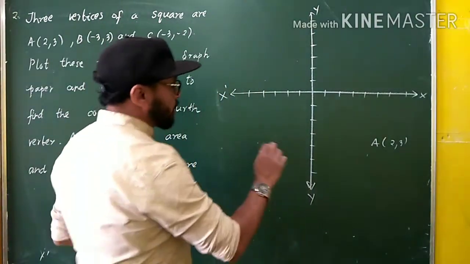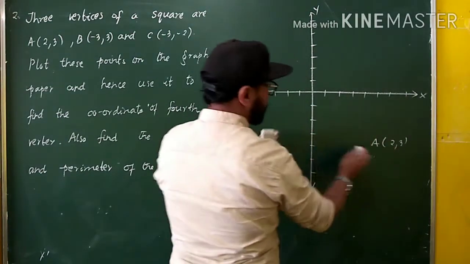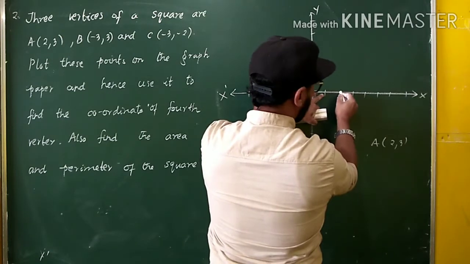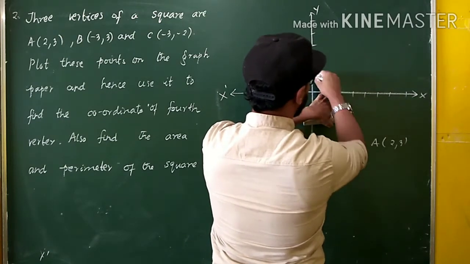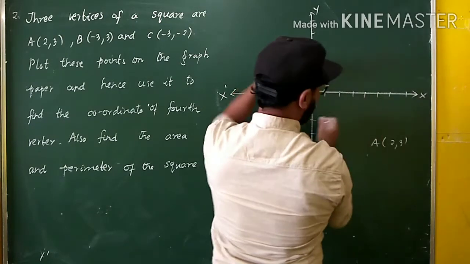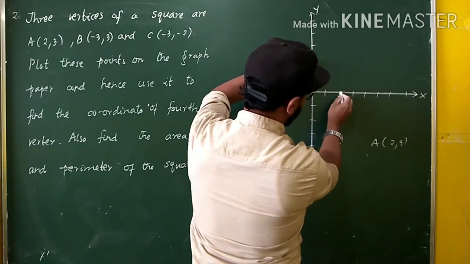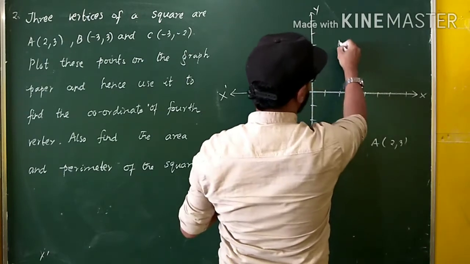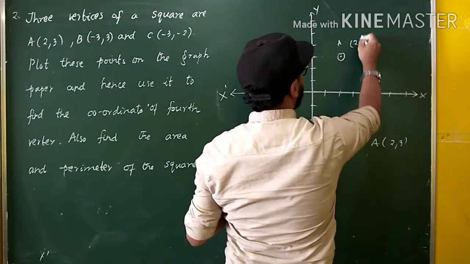Now the coordinate of A is given as 2 comma 3. So both are positive. So this will be in the first quadrant. So x is 2, 1, 2 and y is 3, 1, 2, 3. So these 2 will meet at this point. So this is your A, which is 2 comma 3.